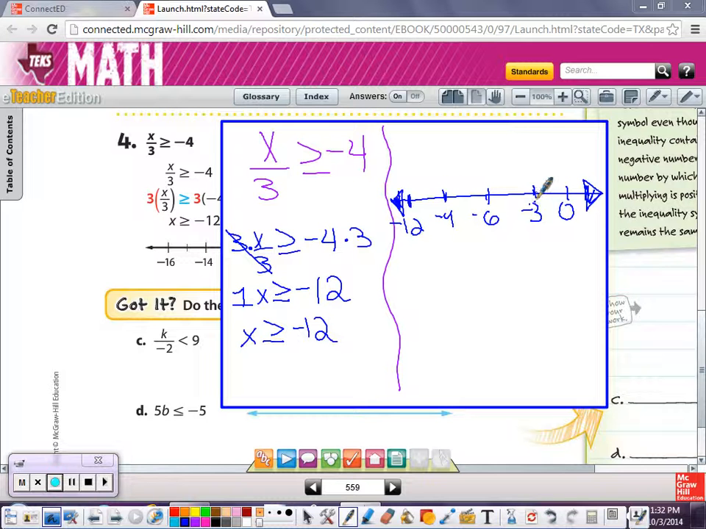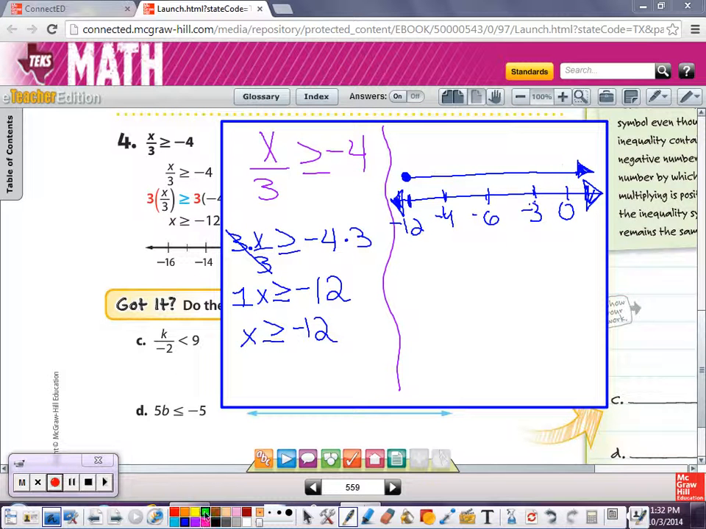Now this says that all my answers have to be greater than or equal to negative 12. Since it can be equal to negative 12, I'm going to use a closed dot, because closed dots mean that that number can also be a solution. And negative 12 is considered to be a solution. All my answers have to be greater than negative 12. Well, everything is bigger going to the right. So anything on this number line up through positive infinity will be included as an answer.